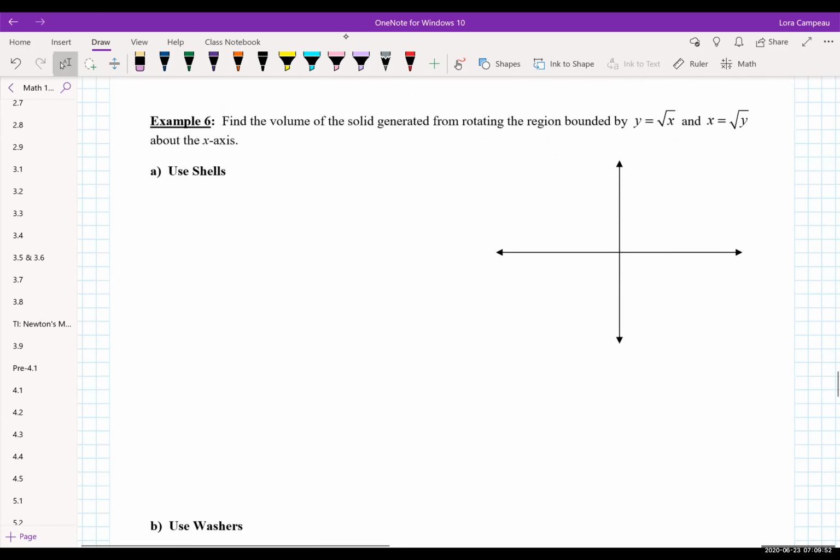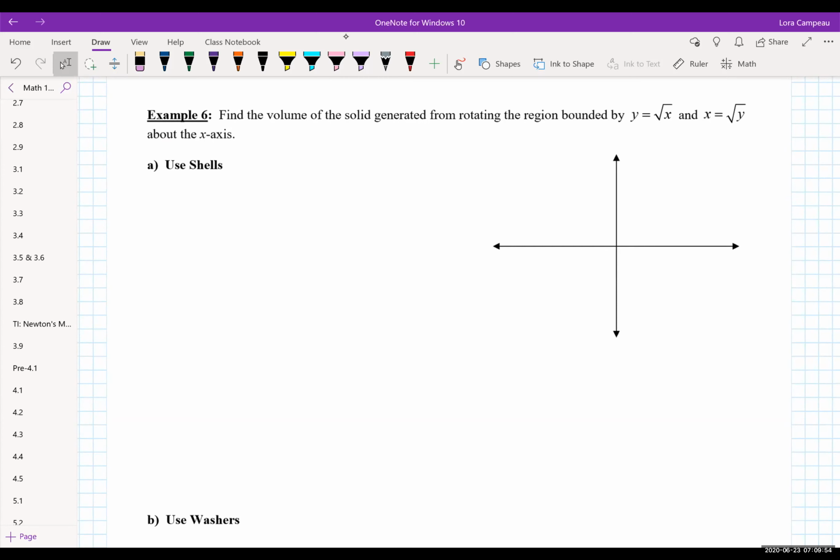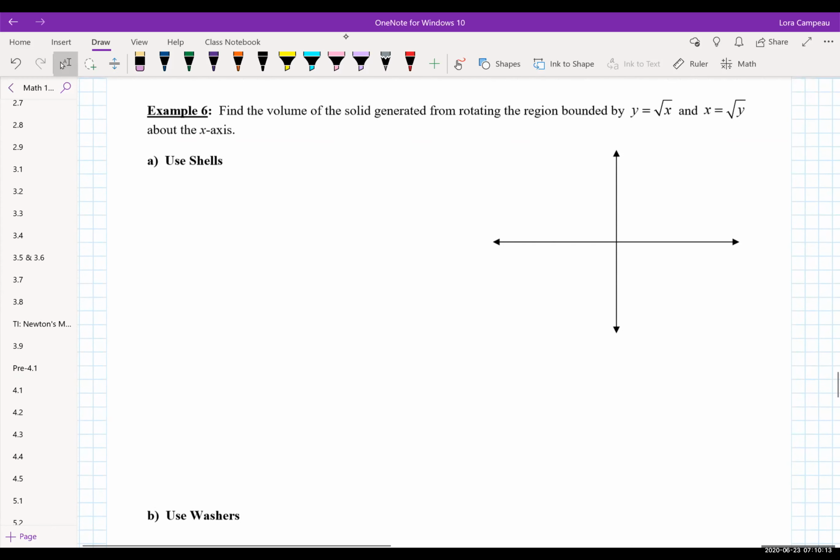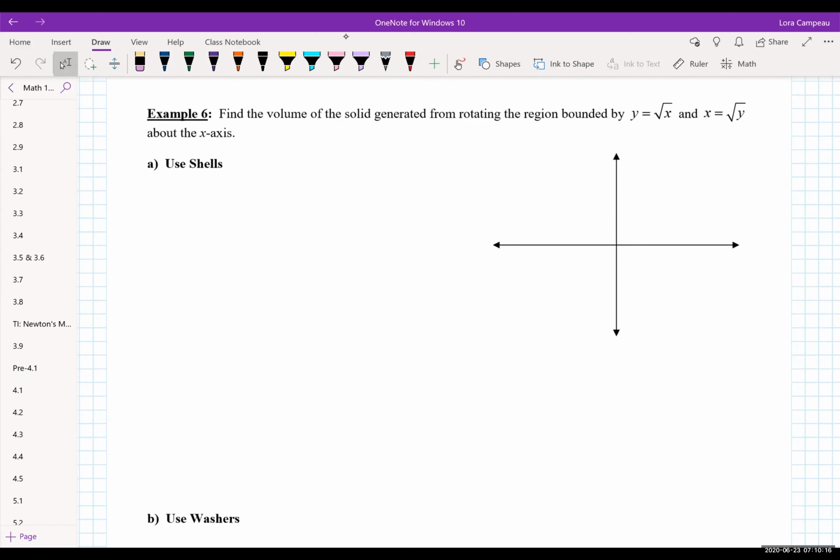So sometimes when you take tests or quizzes, they want us to demonstrate that we know a particular method. So even though certain regions, at least the volume of solids, can be calculated using different methods, maybe they want us to use shells this time. And then you'll see in part B, they want us to use washers. So let's go through this.